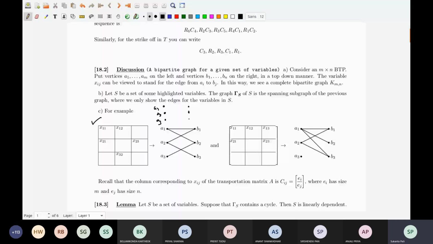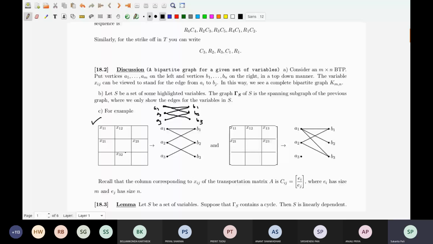Since you have selected x11, x11 will stand for the edge from a1 to b1, x12 from a1 to b2, and then x21 will be from a2 to b1, x23 will be from a2 to b3, and x32 will be from a3 to b2. So that is how you draw a bipartite graph for a given set of variables. If some extra element is given, x13, then you would have drawn a graph from a1 to b3.